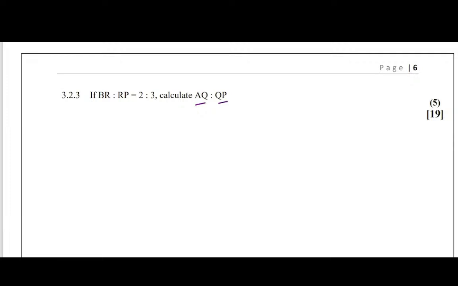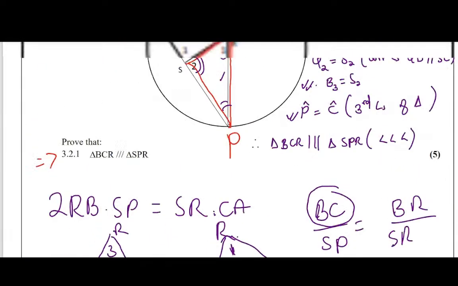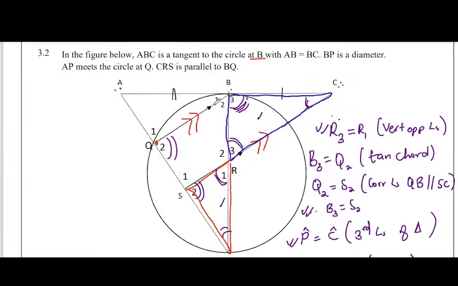Okay, I'll just go back to the question. AQ to PQ. So they want us to look at AQ and then PQ. The question was telling us that, let me just change this to a green. BR to RP. BR, where is BR? From here up to here is a 2. And then RP from here up to here is a 3. Okay. So what are we going to do?